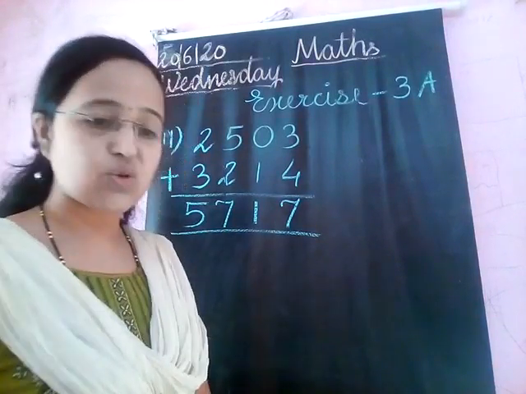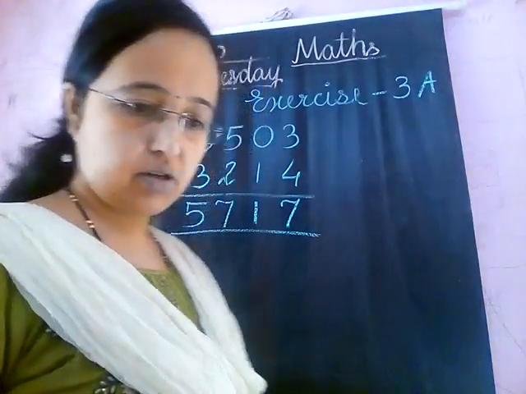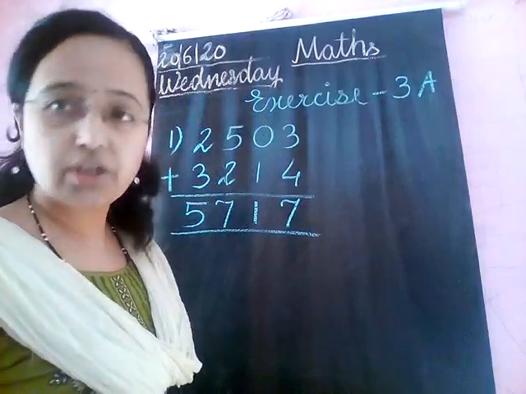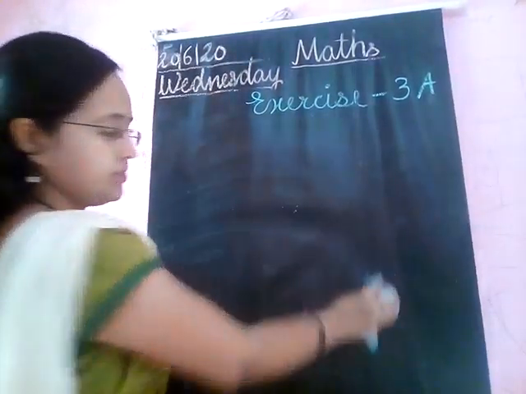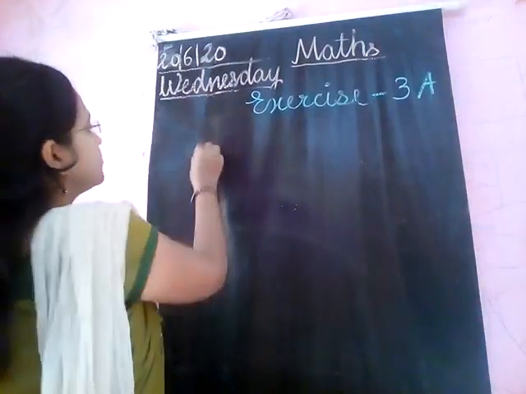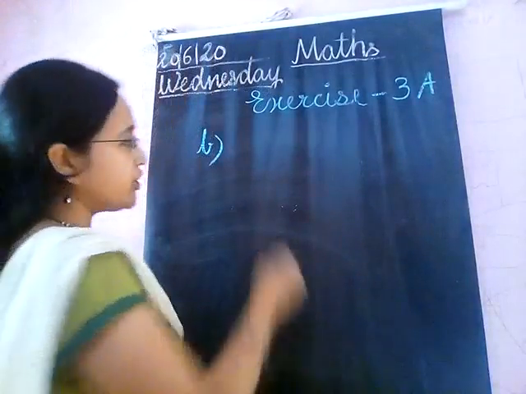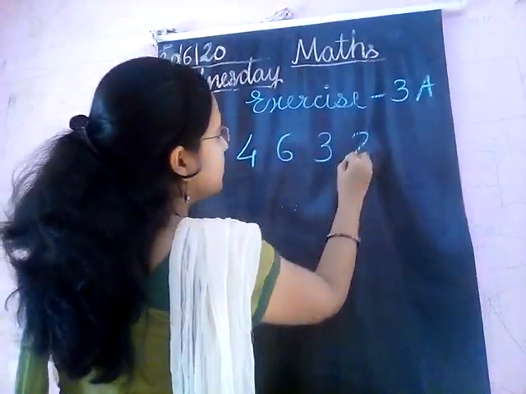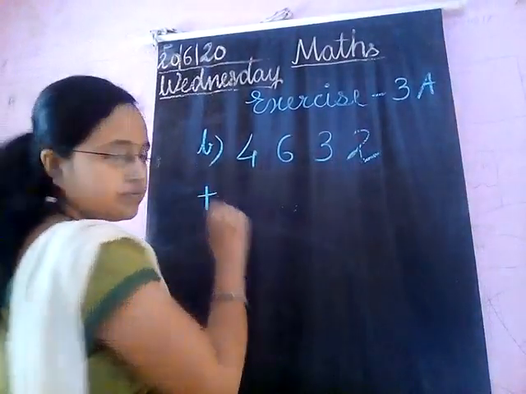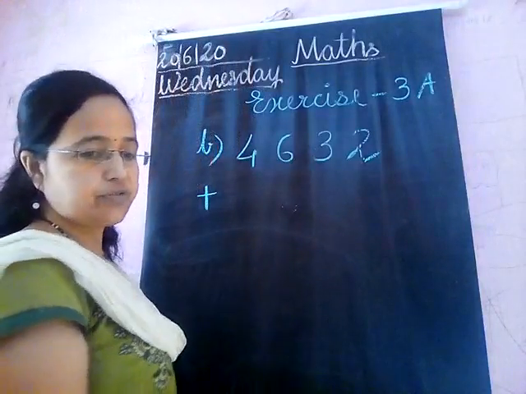So next we will see, that is B1. Okay. Here I will write. B1. 4632 plus next is 3145.